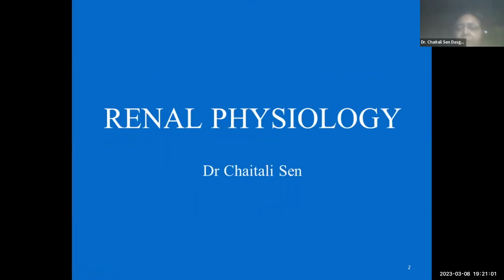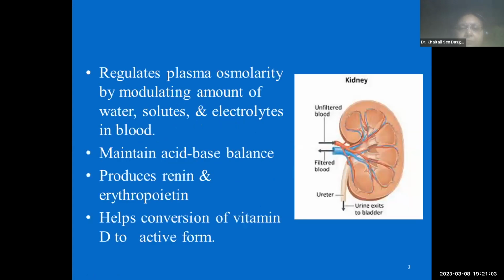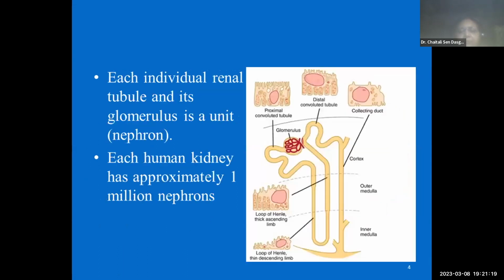Today, my presentation is on renal physiology. As we all know, the kidney regulates the plasma osmolarity by modulating the amount of water, solutes, and electrolytes in the blood. It maintains the acid-base balance and produces renin and erythropoietin. It also helps in conversion of vitamin D to its active form. Each individual renal tubule and its glomerulus is a unit, and each human kidney has approximately 1 million nephrons. So you can see the picture showing the nephrons.